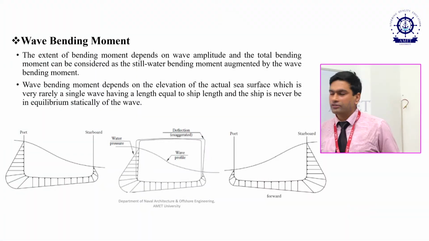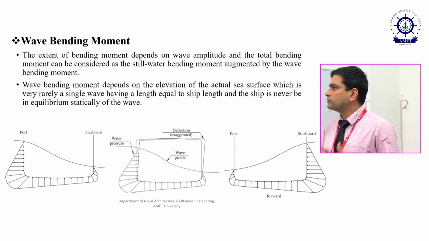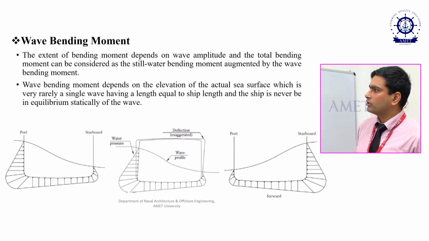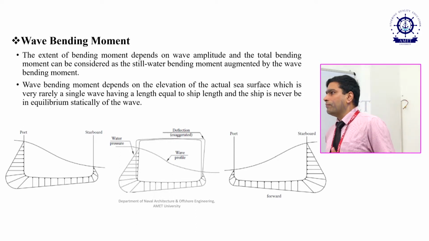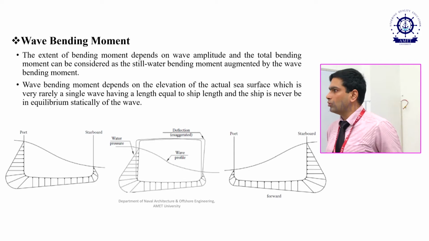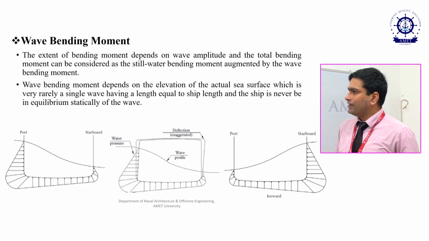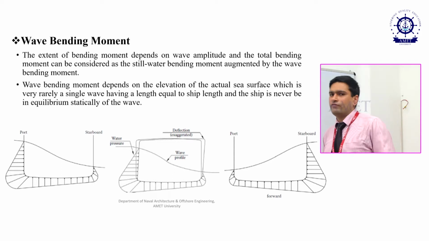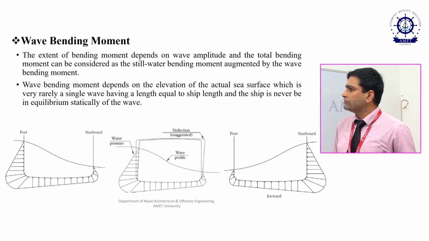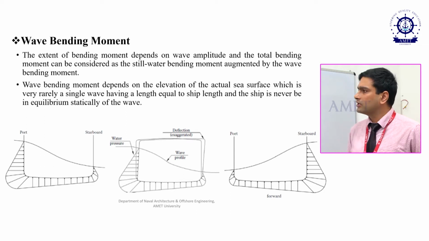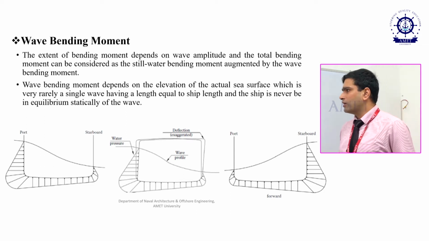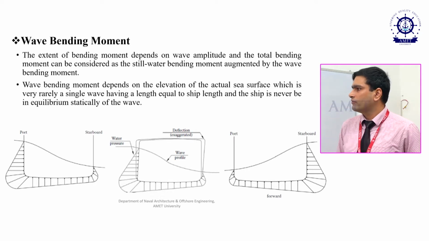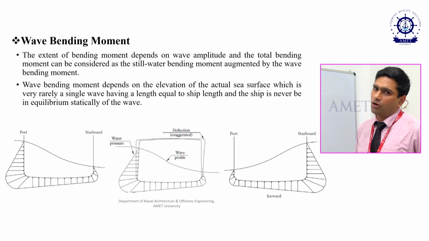Continuing our discussion, the extent of bending moment depends also on the wave amplitude, and the total bending moment can be considered as the still water bending moment augmented by the wave bending moment. You can find that a wave bending moment depends on the elevation of an actual sea surface, which is very rarely a single wave having a length equal to the ship's length, which I earlier discussed, and the ship is never in static equilibrium on the wave.